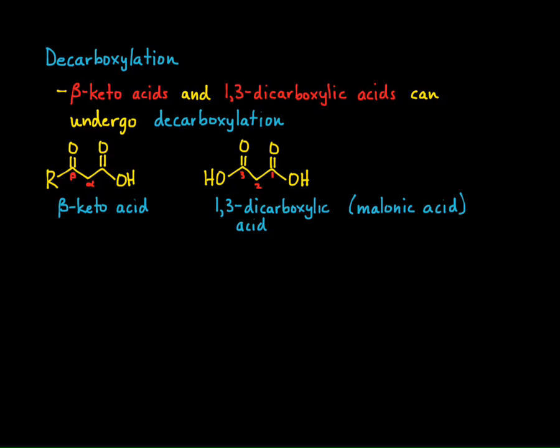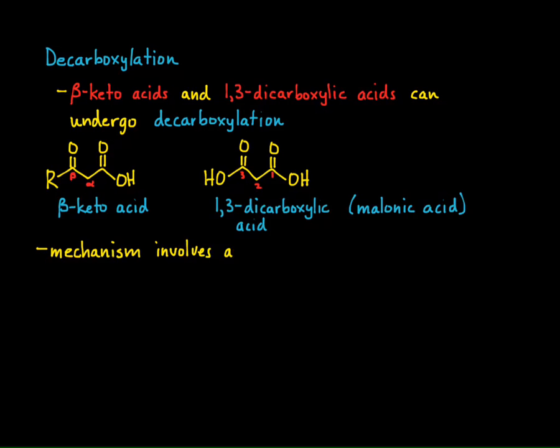Now, 1,3-dicarboxylic acids are often called malonic acids, and there's a whole bunch of derivatives of malonic acids, but malonic acid itself is a 1,3-dicarboxylic acid. Malonic acid is found in nature, and oftentimes things can break down, and our bodies can generate carbon dioxide in the process.